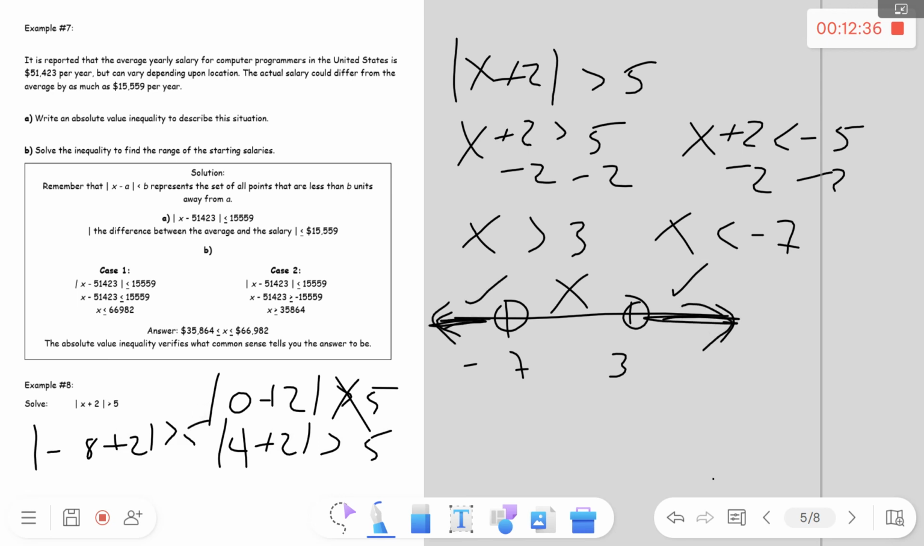Shade the outsides. And this is an or statement. How do I know? Because I want x's that are less than negative 7 or x's that are greater than 3. That's an or statement. You don't live in the middle, you live on the edges.